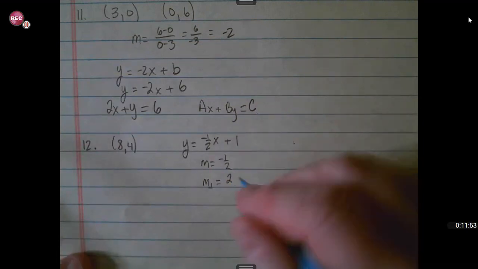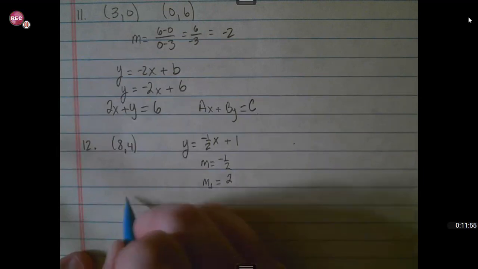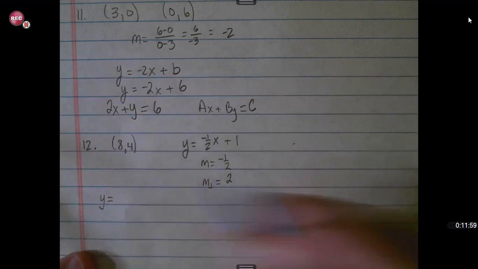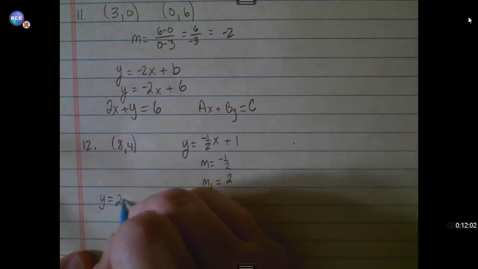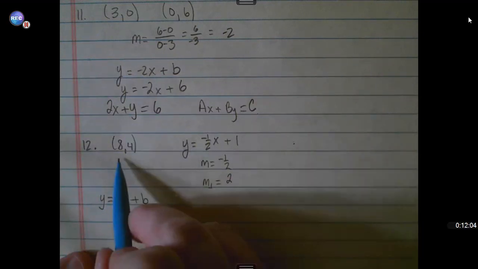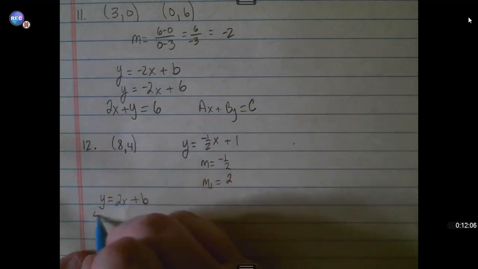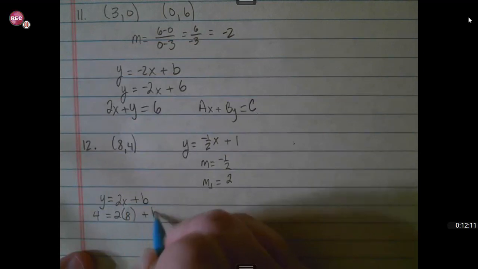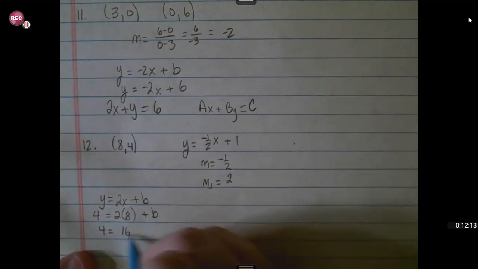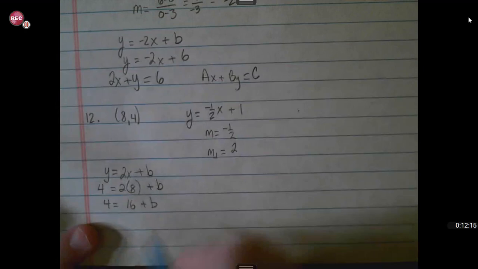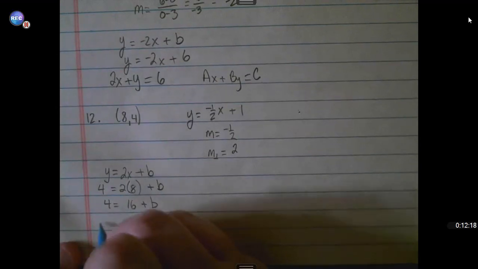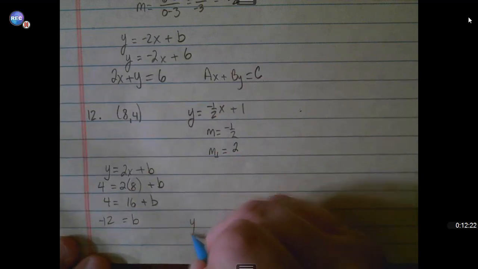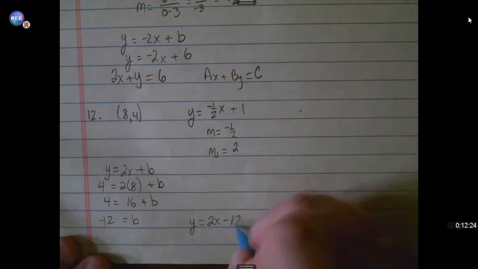And so we have the equation y equals 2x plus b, and then I'm going to plug in this point, 4 for y, 8 for x. 4 equals 16 plus b. Subtract 16. B is negative 12. My answer, y equals 2x minus 12.